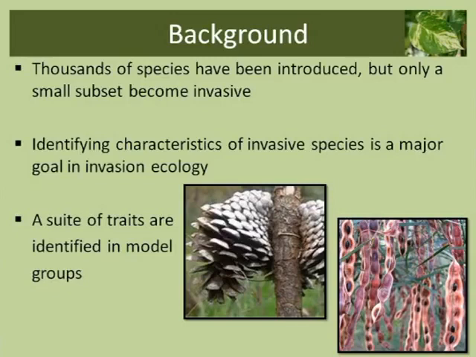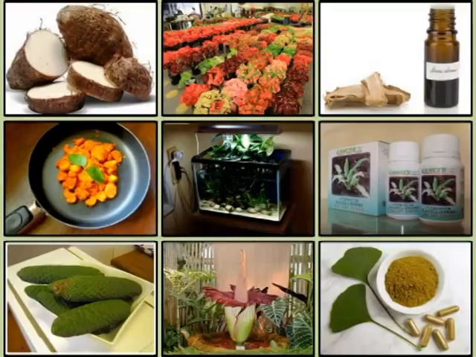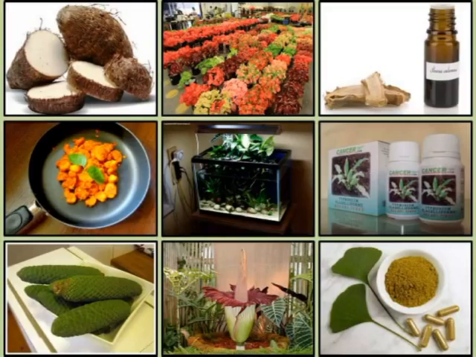Factors such as efficient dispersal modes, large native range sizes, and large seed banks have been documented in model groups such as pines and Australian acacias. Araceae also serves as a model group, since this ancient monocot family has a long history of introduction to regions outside its natural range for use as food, as you can see in the first column, horticulture and medicinal purposes.